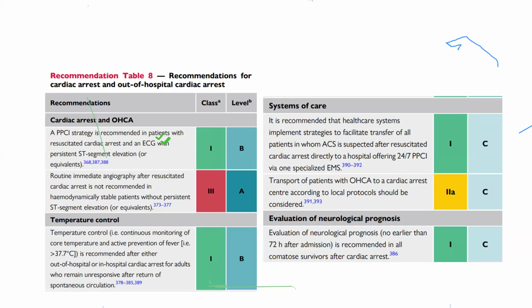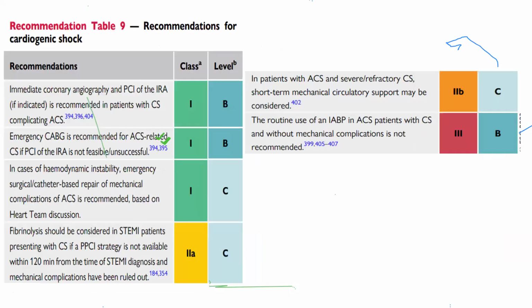Now, with respect to cardiac arrest, I think we've mentioned this earlier on, so I'll skip this. For cardiogenic shock, yes. Immediate coronary angiography and PCI of the infarct-related artery is recommended in patients with cardiogenic shock complicating ACS. Like we mentioned earlier, this is different.